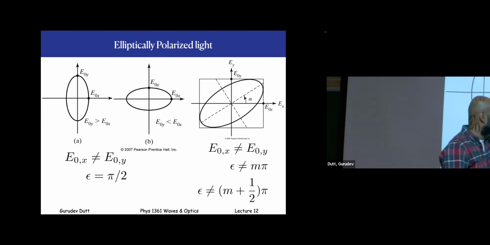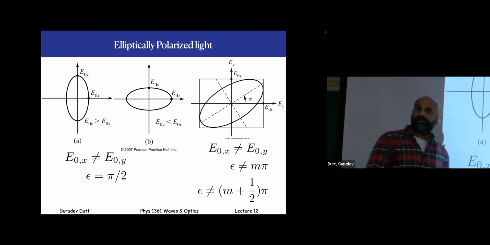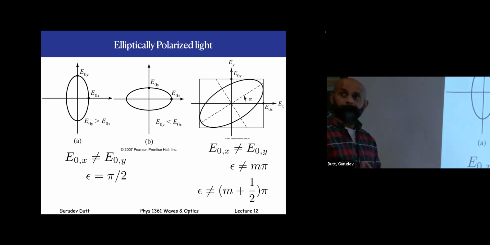And then the opposite situation. E naught Y is lesser than E naught X. Now this ellipse looks more like the major axis is along the X direction. Okay. So that's one general state of polarization beyond the circular polarization.